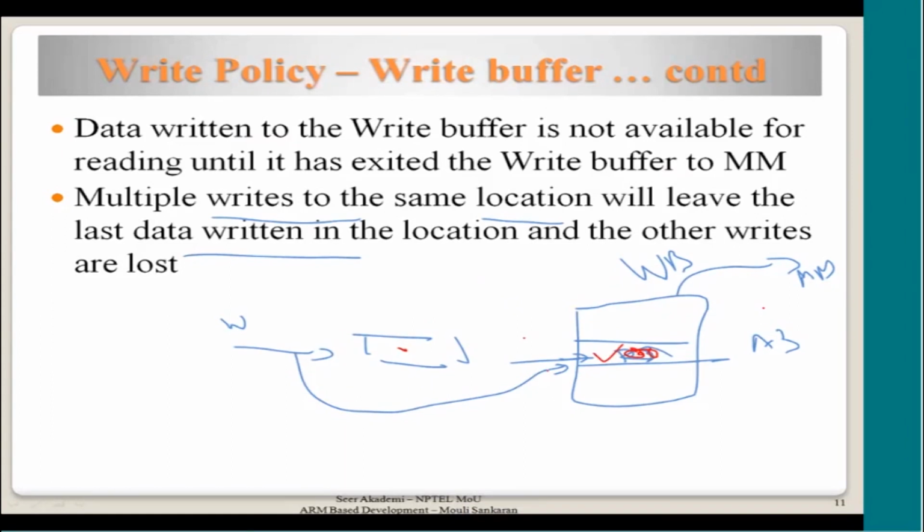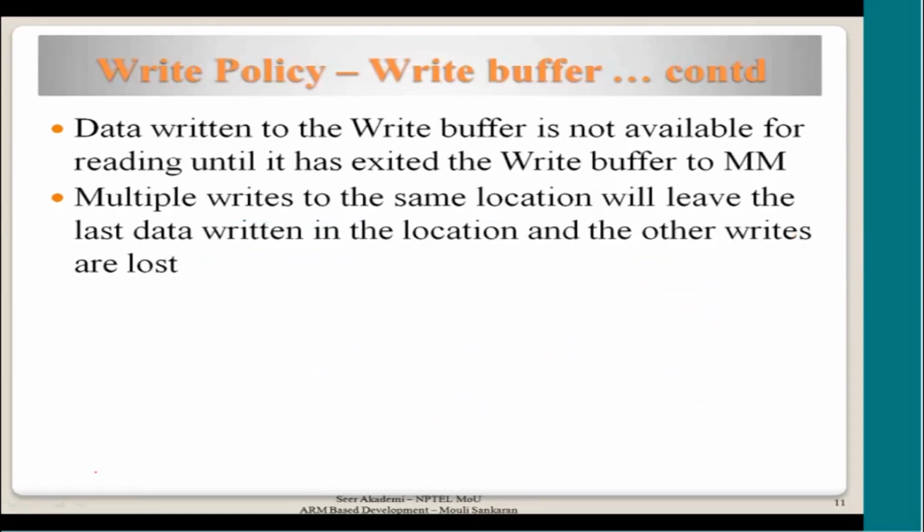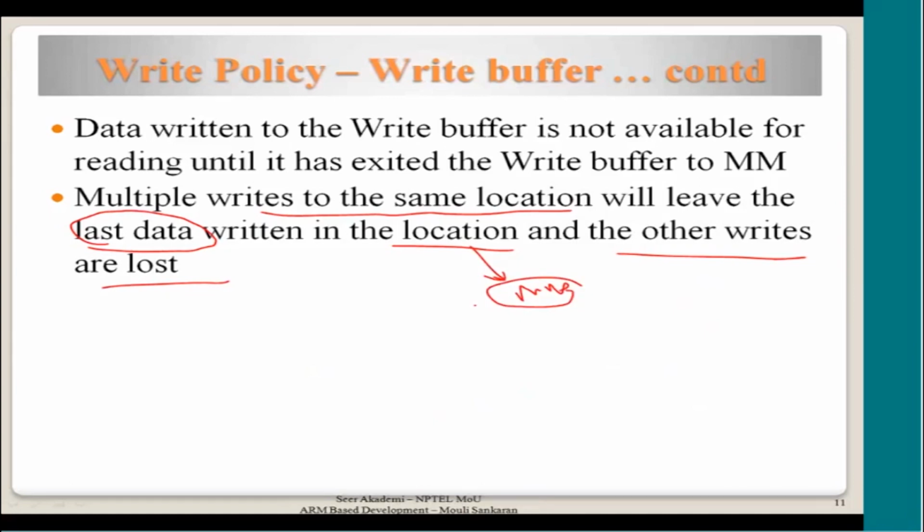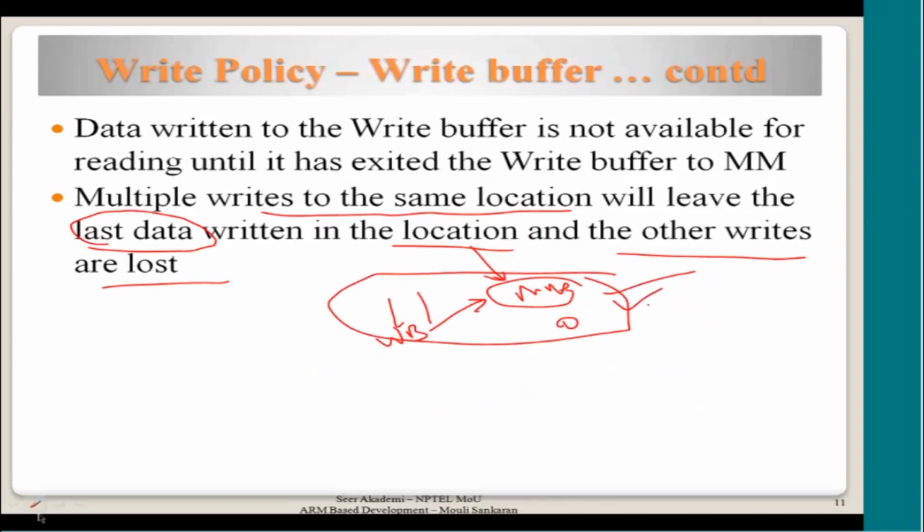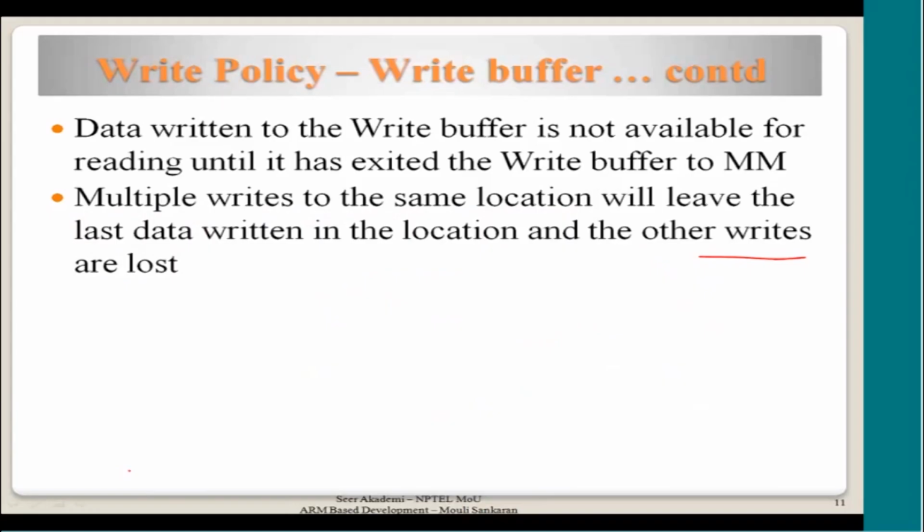So any intermediate writes are reflected in the write buffer, but not in the main memory. The intermediate writes are not, but the last write will get reflected here. That is what I am saying here. So multiple writes to the same location will leave the last data written in the location, and the other writes are lost. In the location means in the main memory location. Only the last write will be left in the main location, but intermediate writes are only happening in the write buffer, and not here. But as far as correctness is concerned, the last data is written, so no issues. It would be an issue when multiple processors are there, but I am talking about a single processor, so it is not an issue.